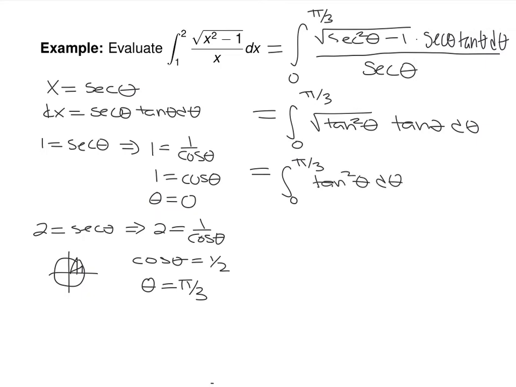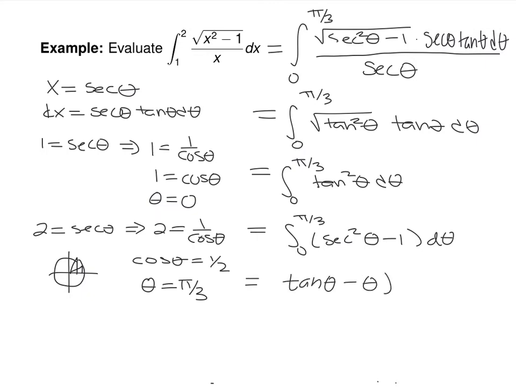Remember that trick we did in the last example? This becomes the integral from 0 to pi thirds of secant squared theta minus 1. And the antiderivative of secant squared theta is tan theta minus theta. And now because you've changed your bounds, you can just plug in 0 and pi thirds.